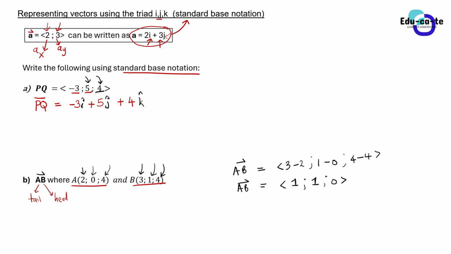So these are the components for vector AB, because here we've been given the head and the tail of the vector. Now we have resolved the vector into its components, and we can go ahead and express it in its standard base notation using the triad i, j, k. So vector AB can be rewritten as: we've got one x component, and we can write 1 here. But basically, if it's 1, we usually don't write anything. This is along the x-axis, and along the x-axis we use i, so we write i there.